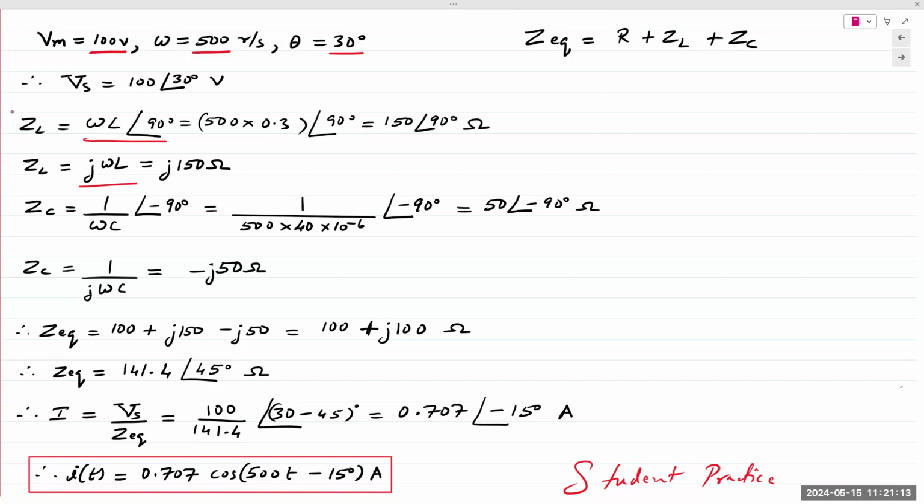In rectangular coordinates, ZL is simply j omega L, or j 2 pi f L. j omega L, where omega is 2 pi f. So you find the values: 150 with the angle of 90 degrees, or j150 ohms.